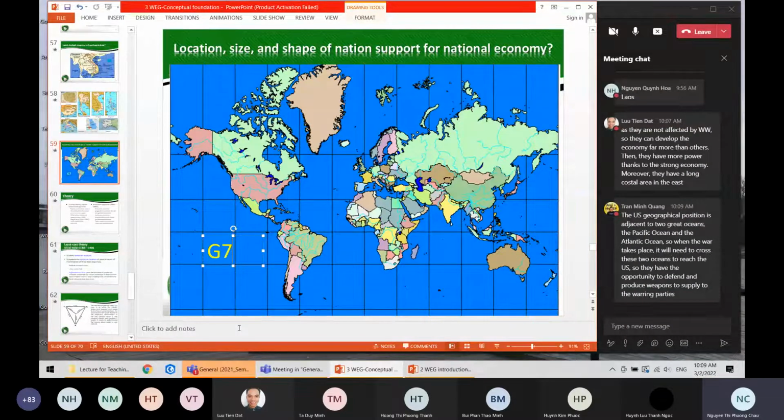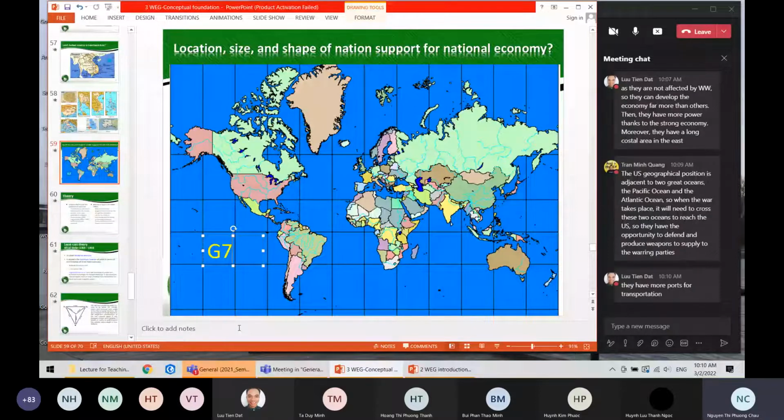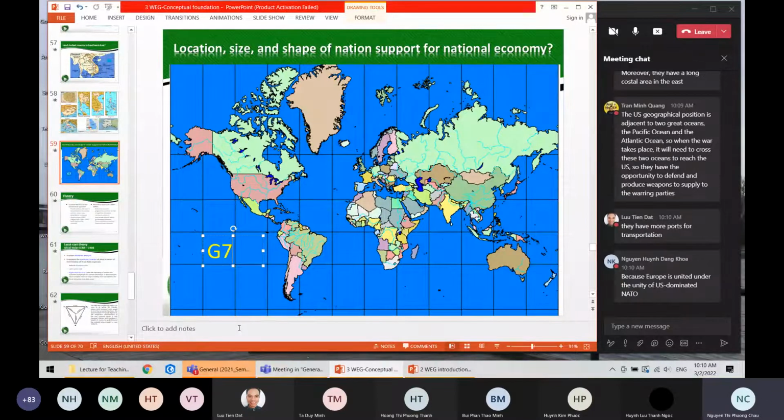But you are right. From Minh Quang, yes, the US geographical position is adjacent to two great oceans, the Pacific Ocean and the Atlantic Ocean. So when war takes place, it needs to cross the two oceans to reach the US. So they have the opportunity to defend and to produce weapons to supply the warring parties. Yes, this is right.